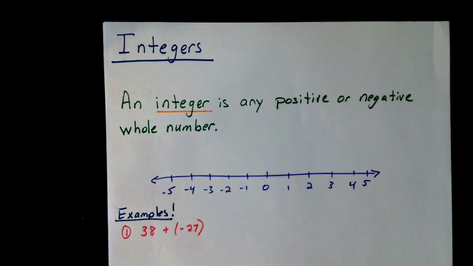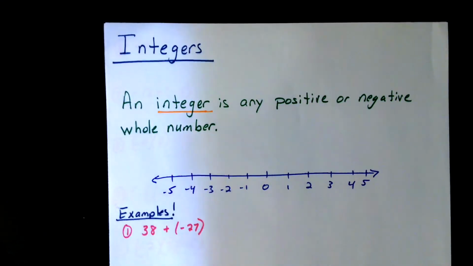You have probably already learned about them in middle school, but I wanted to give you a quick reminder. So, an integer is any positive or negative whole number. So I drew a number line here for you to visualize.